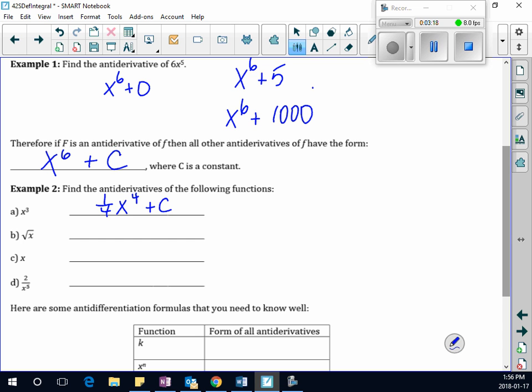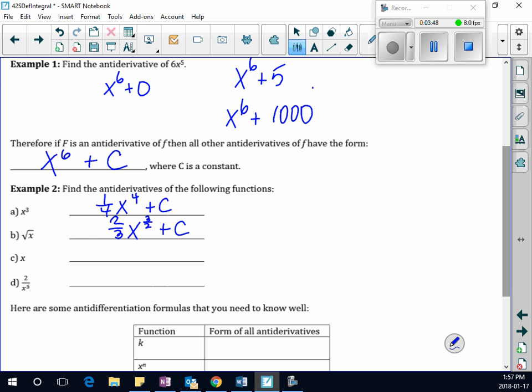Okay, did everybody have a chance to figure it out? Okay, what is it? No, it's not 1/2 x. It's actually 2/3 x to the power 3 over 2 plus c. Don't forget the constant. Don't forget the constant. That's a 3 over 2 in the exponent.